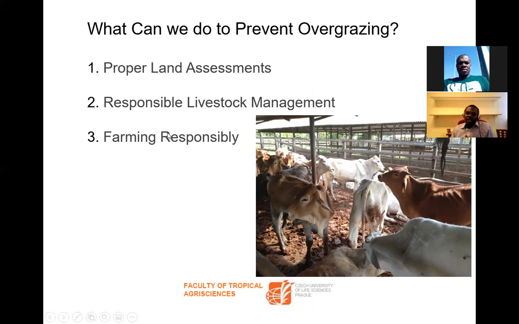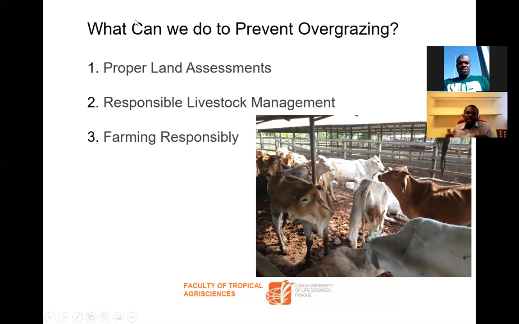Well, to prevent overgrazing, 3 points we have to keep in mind. The first is proper land assessment. Now, we as people who want to do business, those who want to do cattle business, understand that they need to assess the land, understand what and what will be needed, what capacity, what number of cattle would fit the land first. Second, what amount of food do they need?